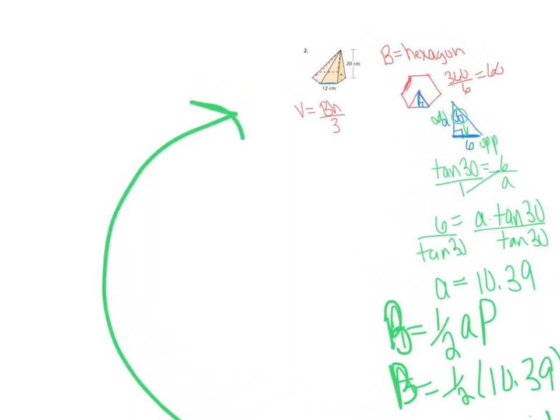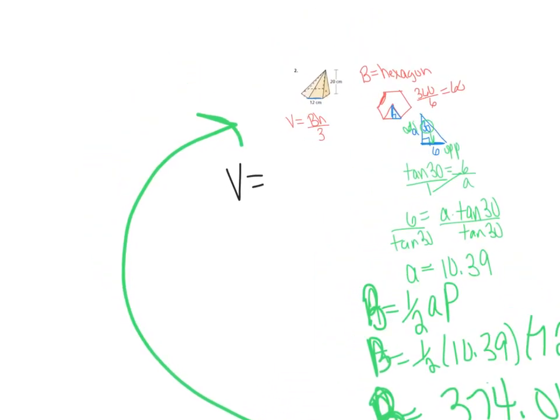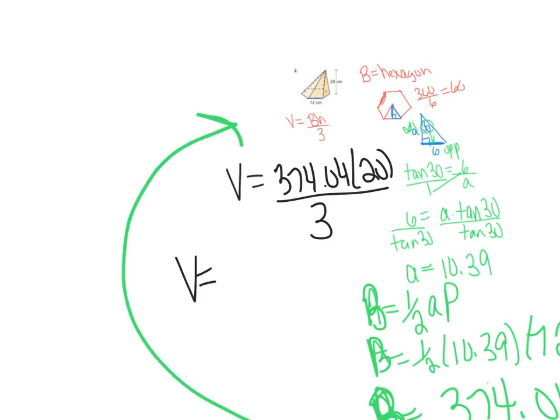Okay. Our volume is going to be the area of the base, which we just calculated down here was 374.04 times the height of our pyramid, which is 20, divided by 3. Now when we multiply that all out, our volume is going to be 2,493.6 centimeters cubed.